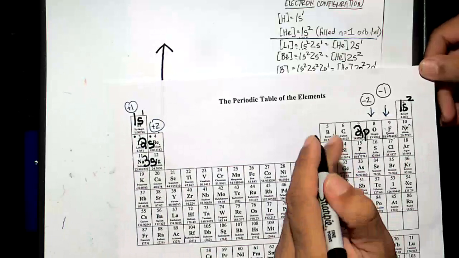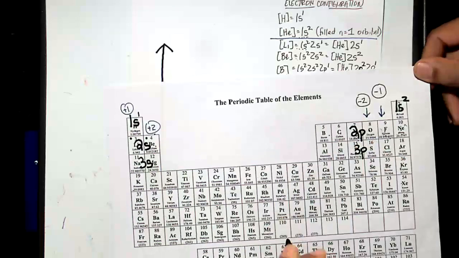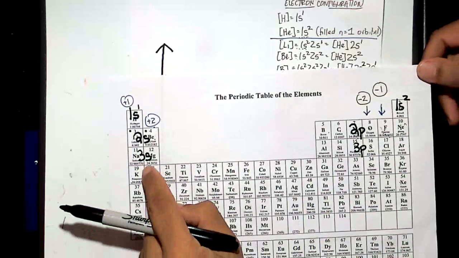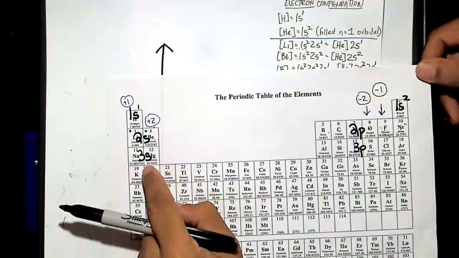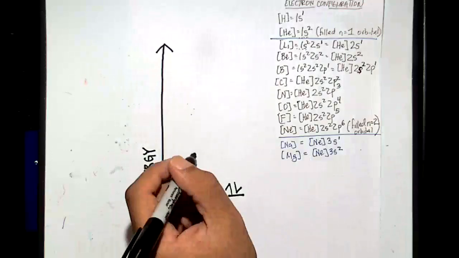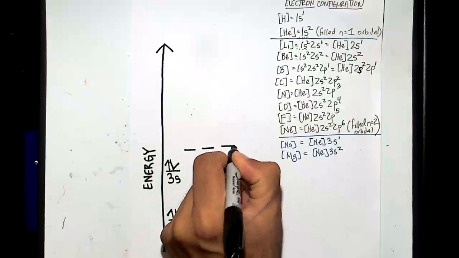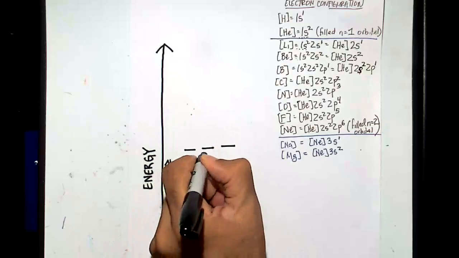Now we got to hop, skip, and jump over to aluminum. This is the 3p block. 3p. Because you see the 3s shell is filled. We must know the order, so now it's going to go to 3p. So 3p is a little bit higher on the energy scale. 1, 2, 3.